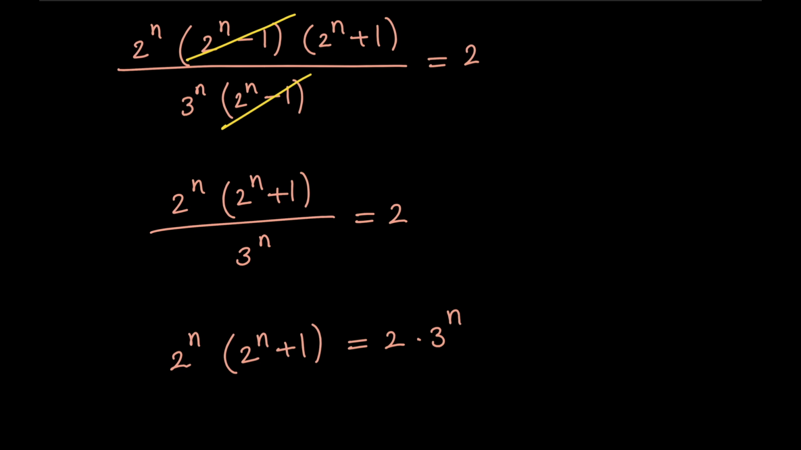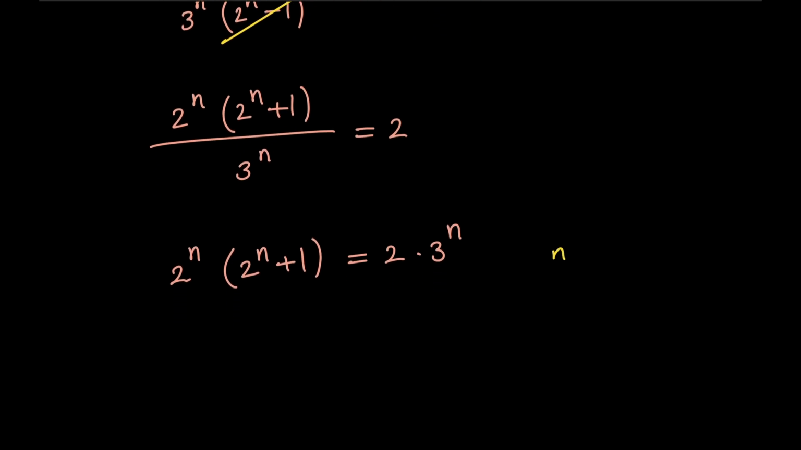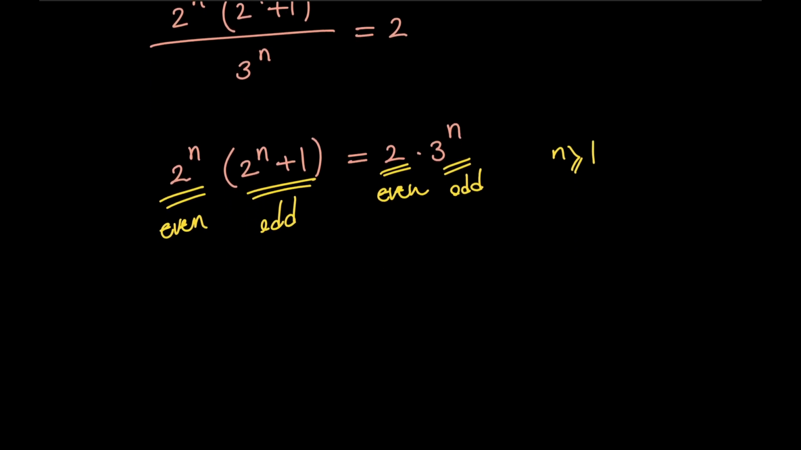Now, notice that since we want to solve for positive integers, n should be greater than or equal to 1, right? And if n is greater than or equal to 1, I can go ahead and say that this is even and this is odd. On the other side, we have 2, which is even, and 3^n, which is odd. So by comparing both sides, I can go ahead and say that 2^n should be 2, and 2^n + 1 should be 3^n.